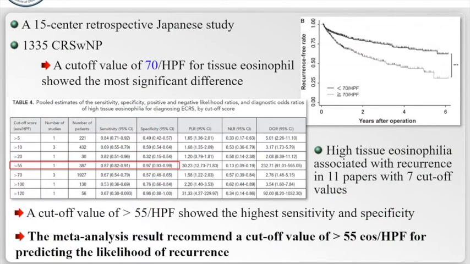Interestingly, a multi-center study from Japan also reported that tissue eosinophil number was correlated with recurrence, and a cutoff number of 70 showed the most significant difference, which is pretty close to our number, 55 per high-power field. Actually, in a review article published 2 years ago, the authors identified 11 papers with 7 cutoff values that reported high tissue eosinophilia associated with recurrence, and they found a cutoff value of more than 55 per high-power field showed the highest sensitivity and specificity. Therefore, 55 per high-power field is recommended for predicting the likelihood of recurrence.